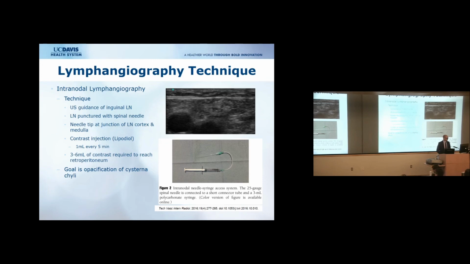And again, they do this about 1 cc every 5 minutes, and usually it takes between 3 and 6 cc's, so 3 to 6 injections, for the contrast to actually reach the retroperitoneum and then coalesce in the single system in the cisterna chyli. They also increase their yield of this by performing the procedure bilaterally. At least in most series, they do it universally.